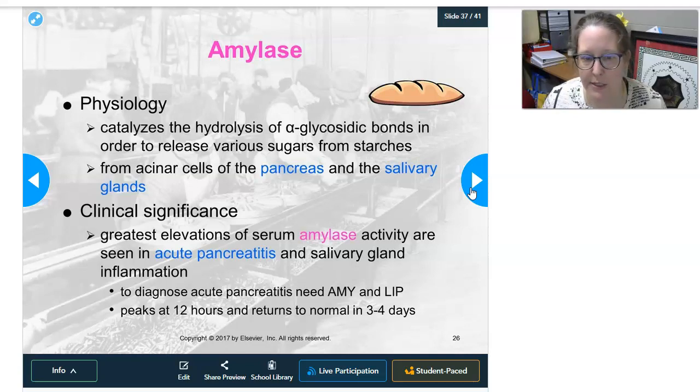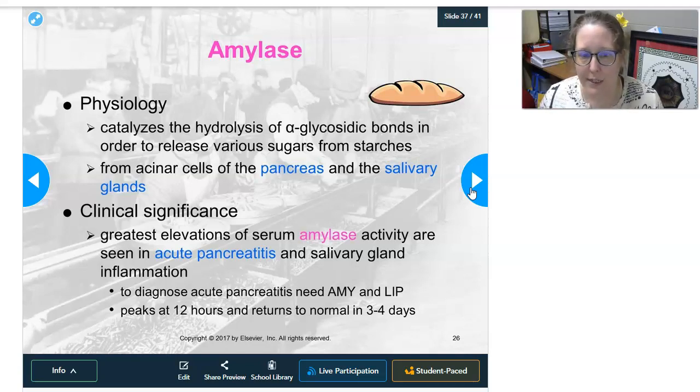The clinical significance is the greatest elevation of serum amylase activity is seen in acute pancreatitis, where it's showing up in the blood instead of being dumped into your GI tract to digest your starches. The acinar cells in the pancreas make the amylase and normally store it up and then release it. When you have acute pancreatitis or salivary gland inflammation, those cells that are making the amylase are damaged and therefore release the amylase, and that's how it shows up in the blood.